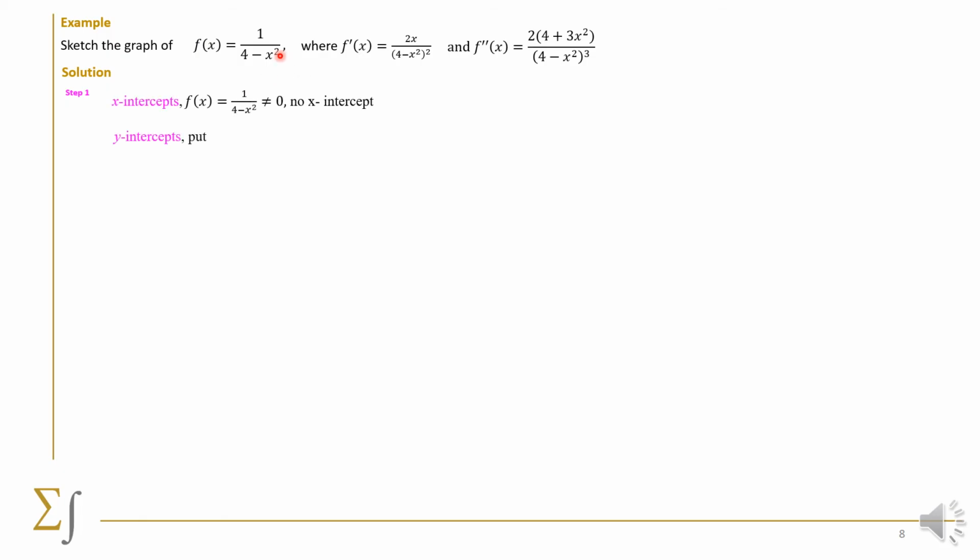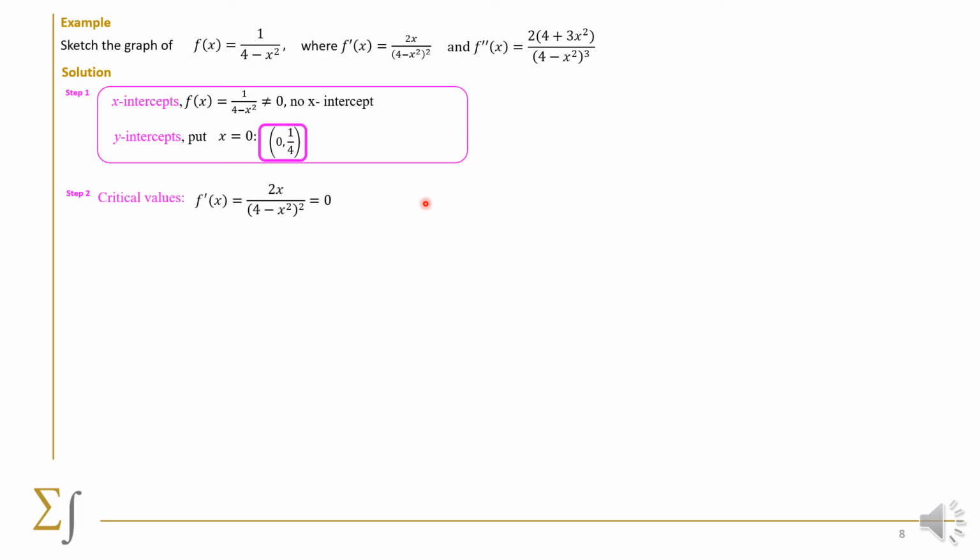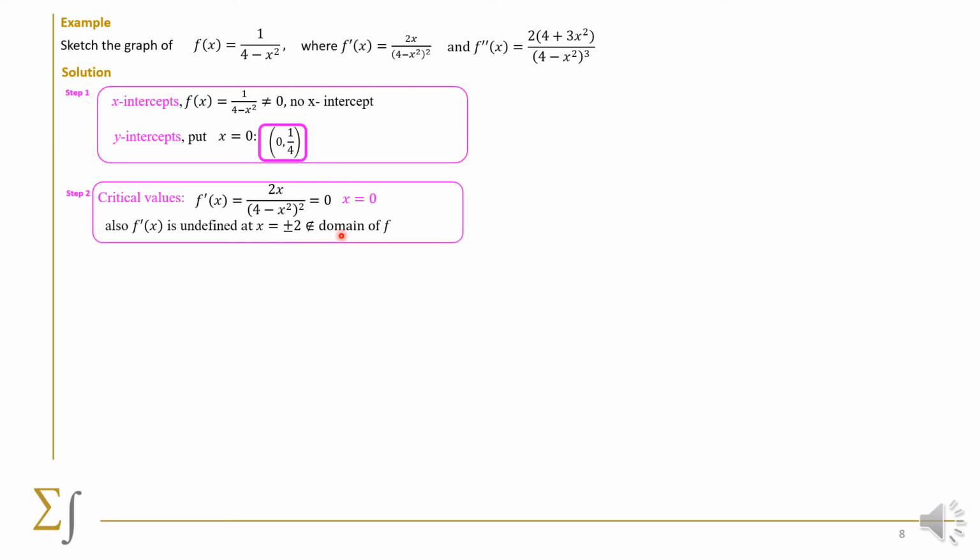But for the y-intercept, we put x equals 0, we get y equal to 1/4, and the point (0, 1/4) is giving us the y-intercept. Next, we find the critical values of the function. We take the first derivative and put it equal to 0. We find that the first derivative is 0 when x is 0, and it is undefined when x is equal to plus or minus 2. 0 is in the domain of the given function, but unfortunately, plus or minus 2 are not in the domain of f, so they are not critical values.